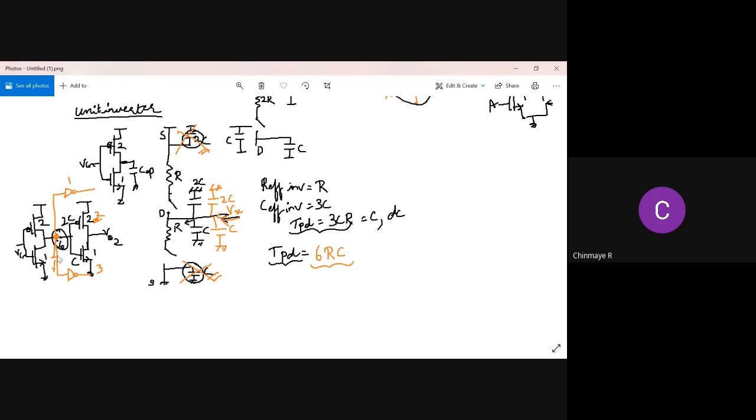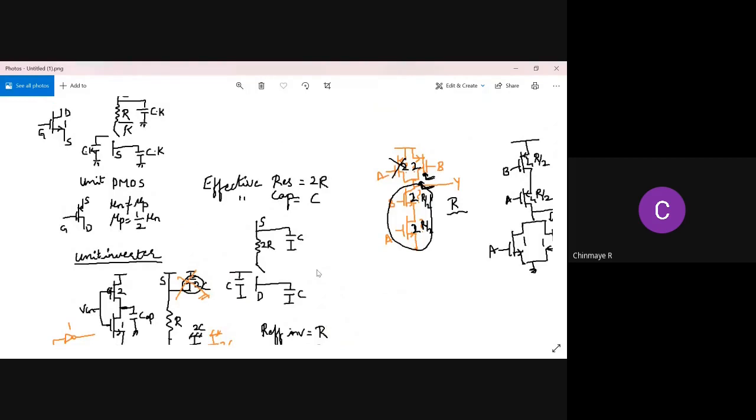So therefore, with an inverter cascaded, we calculate the propagation delay, and we saw that with another inverter cascaded, the rise and the fall times, that is the propagation delay, is equal to 6 times RC. What else did we do? Yeah. So then we did some sizing of the transistors for various complex gates or universal gates only we did, right?